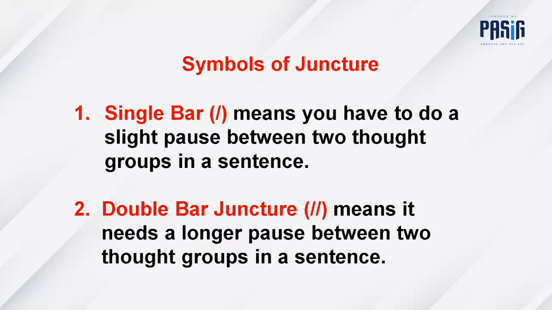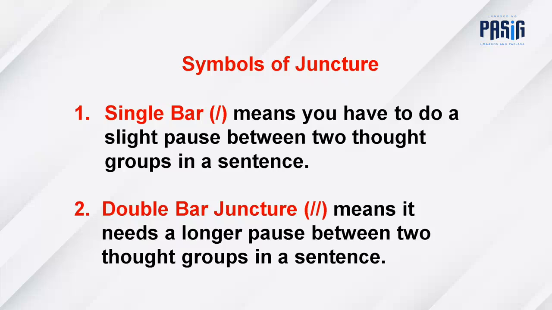Did you notice the symbols too? These are called the symbols of juncture. The first one is called the single bar juncture, which means you have to do a slight pause between two thought groups in a sentence. In single bar juncture, you have to pause very slightly, like a fraction of a second.